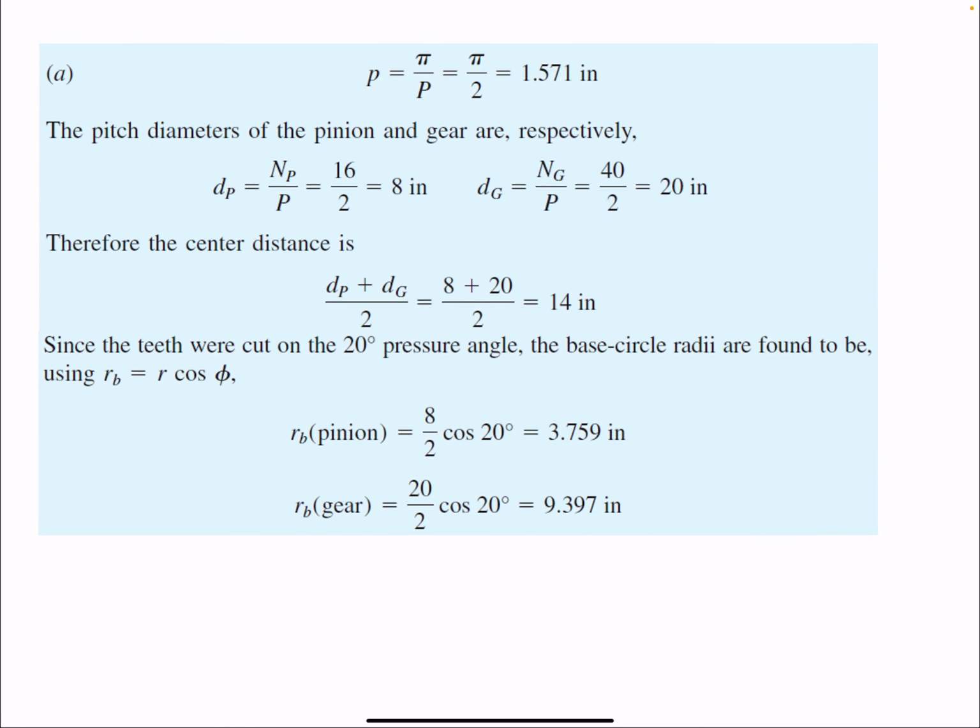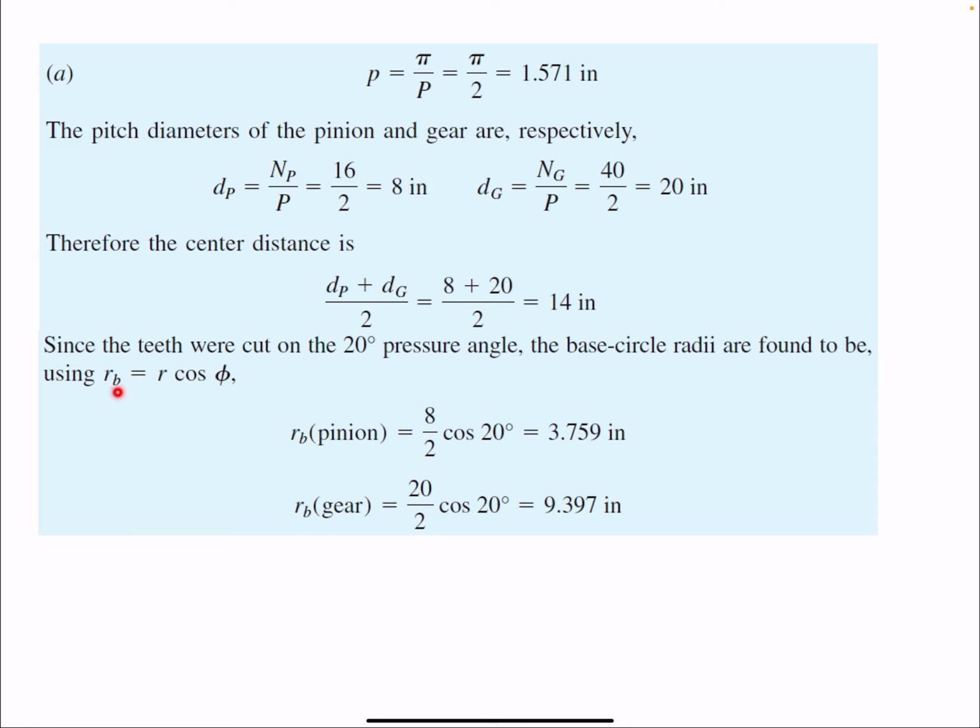So here we have the circular pitch. If you have the diametral pitch, it's just pi over diametral pitch. You find the circular pitch, and you can find the diameter of the pinion, the diameter of the gear, the center to center distance, and then the pressure angle, and then the base radius, which is the radius times cosine of the pressure angle. RB is R cosine phi.